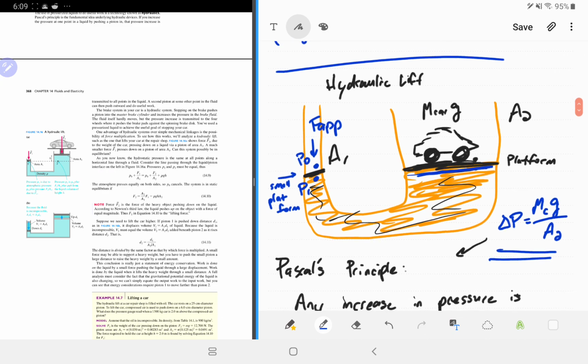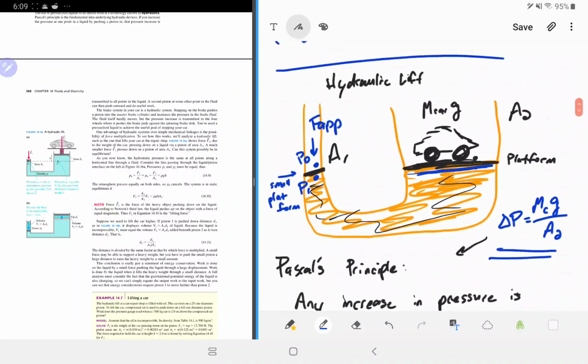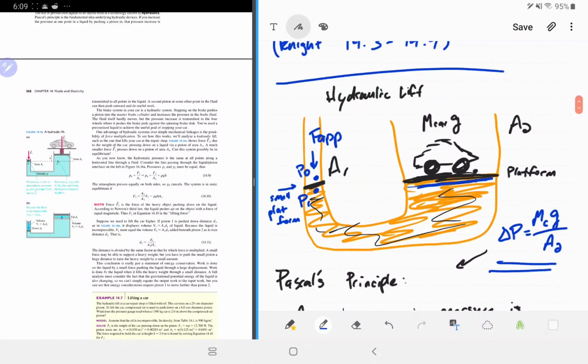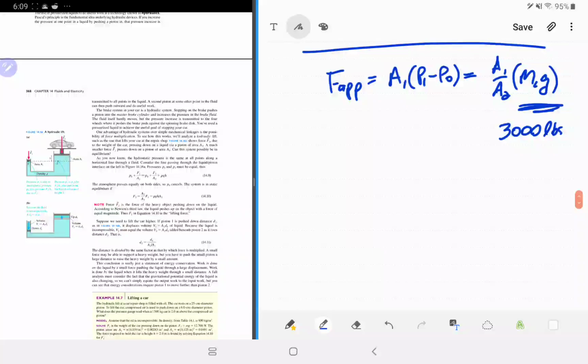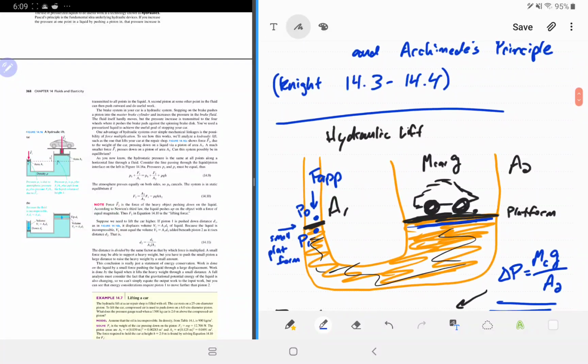So you can lift a car, but you're not violating conservation of energy. If you actually trace the work, if you do the force times the distance on the left, that's equal to the force times the distance on the right. So you're not violating conservation of energy. So this is one way you could balance the car.